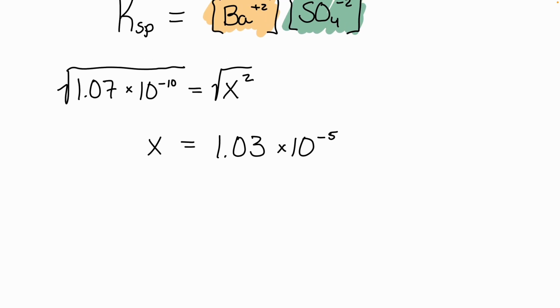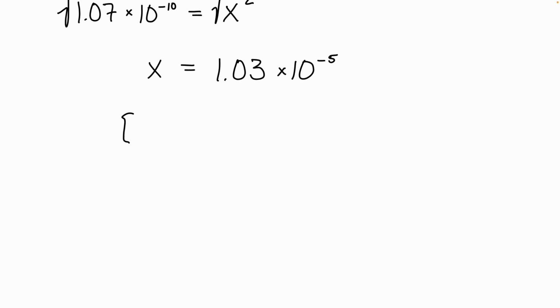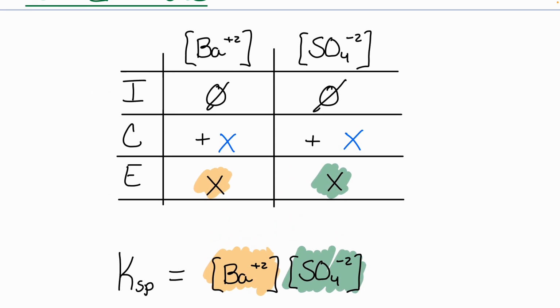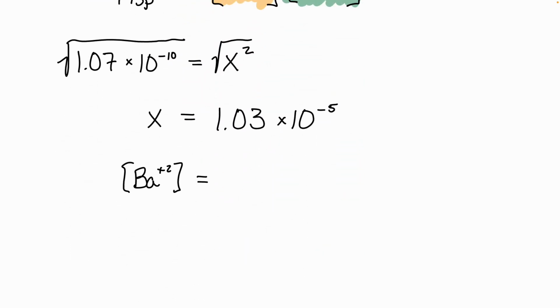All right? So if I'm going to finish off this question and answer, my concentration of barium ions is equal to, I should go back and check my ICE table. All right, cool. It's X. So 1.03 times 10 to the negative 5. And what would my units be? Molarity. Molar.